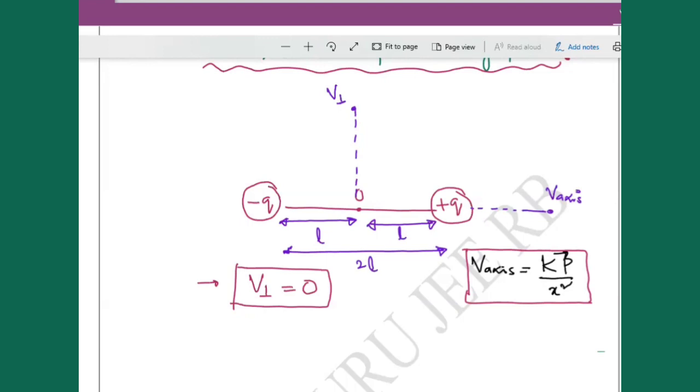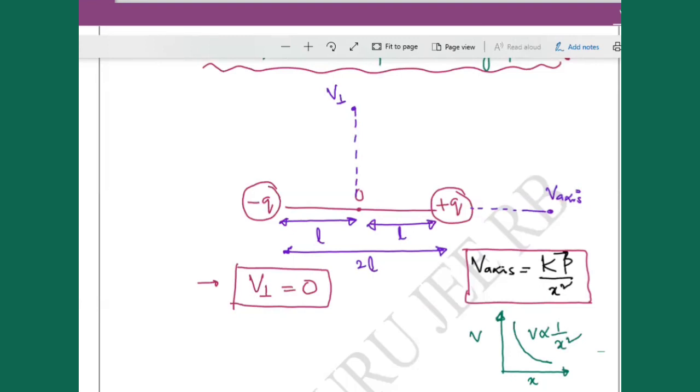One more thing, we already drew a graph for it. Just a recap of whatever we discussed. If I take this as V and this as X, you can scroll this one. So V is proportional to 1 by X square. That's the graph to it.